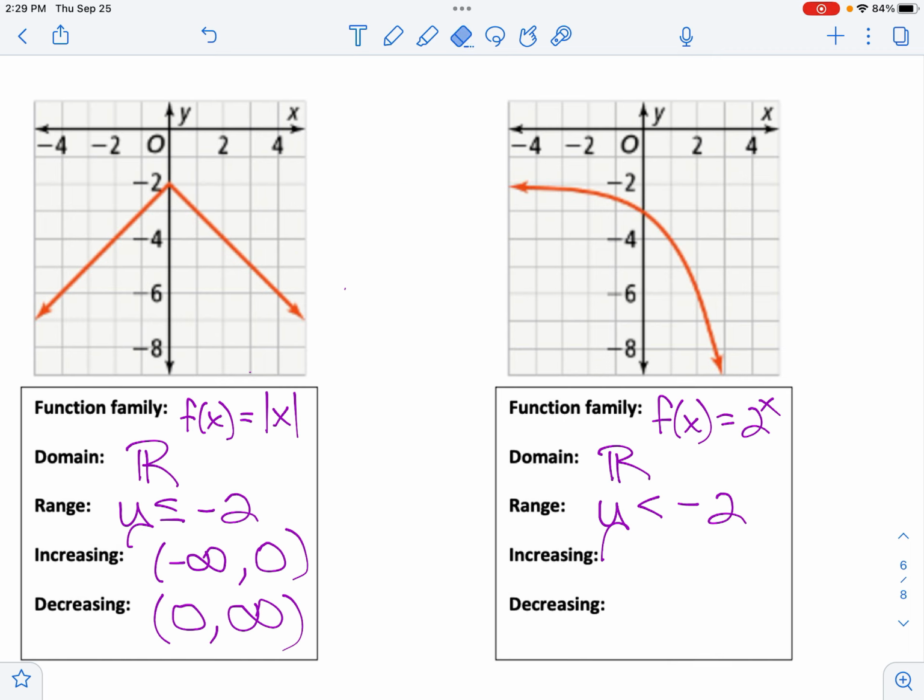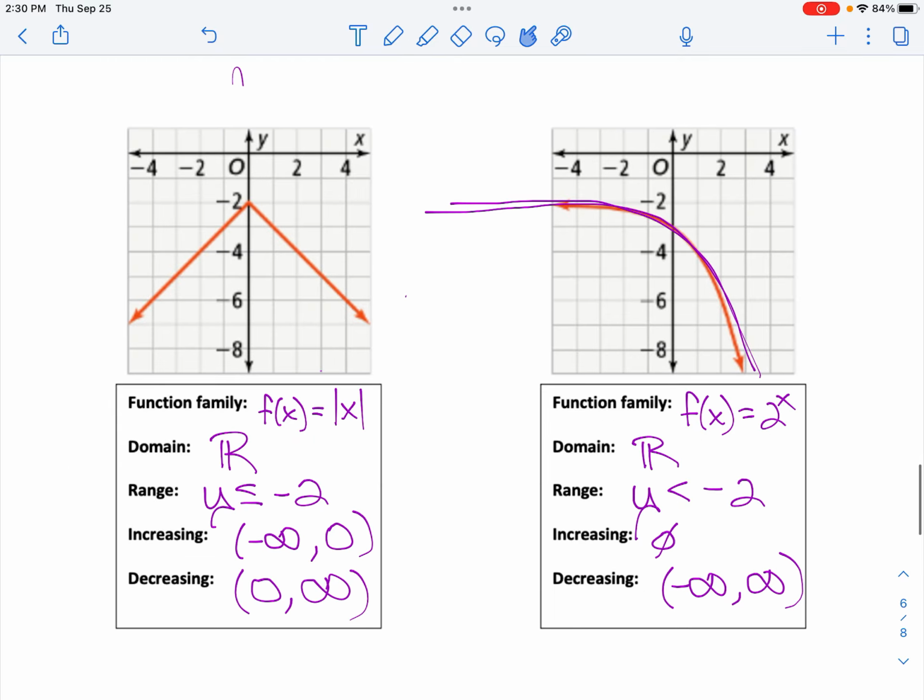Now let's talk about intervals. Where is this graph increasing? Remember, we read this from left to right, and you can see that everywhere we start on here, it's decreasing. So where is this increasing? It's not increasing ever. It's always going down. So where is it decreasing? It's decreasing from negative infinity all the way up until positive infinity, everywhere. So kind of an unusual one there.